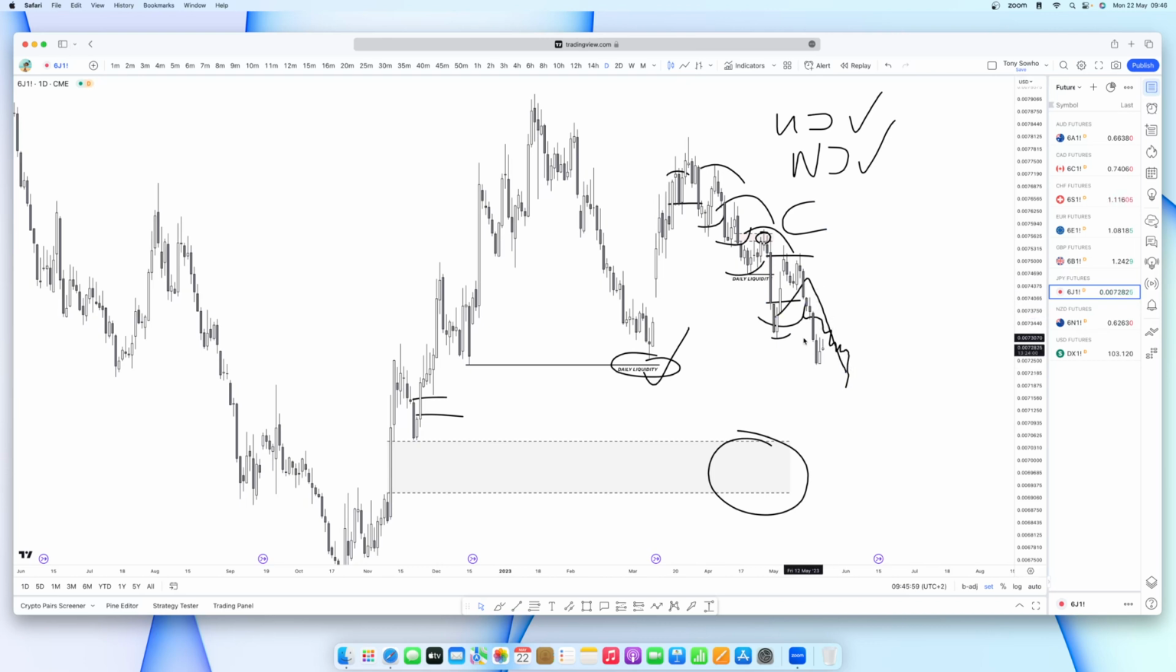And that is exactly what happened. You can see the markup is still there, right? All of this, and then we have this push to the upside, and then sell. Price did exactly what I wanted. But now, as the liquidity has been captured, let us see.